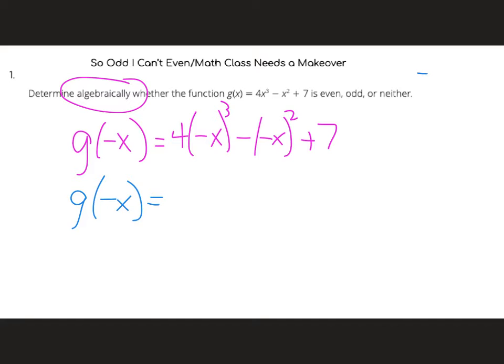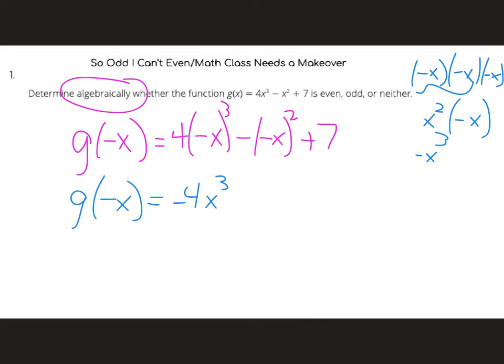So negative x cubed is negative x times negative x times negative x. Negative x times negative x is x squared, times negative x is x cubed, but negative. So that's going to be negative 4x cubed. Negative x times negative x I got x squared, so minus x squared plus 7.